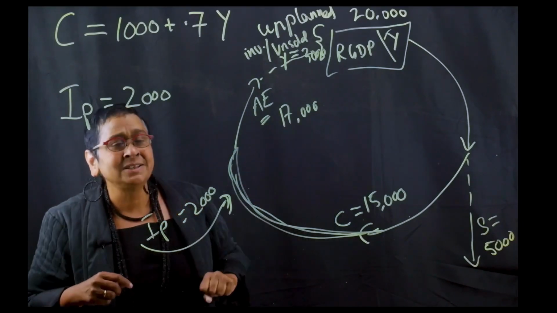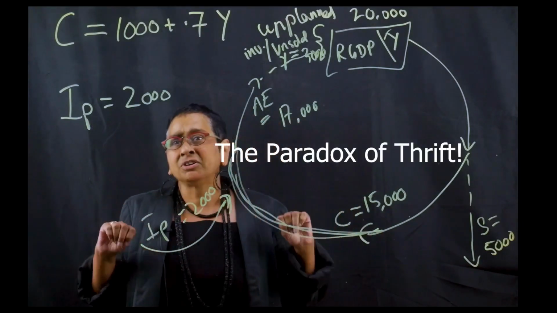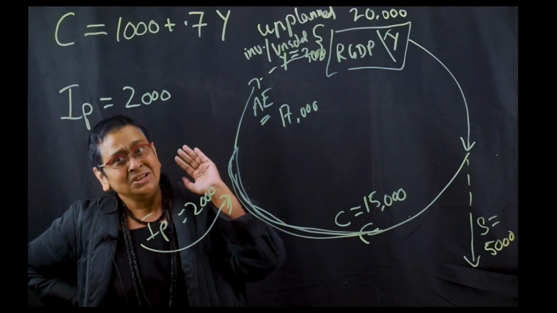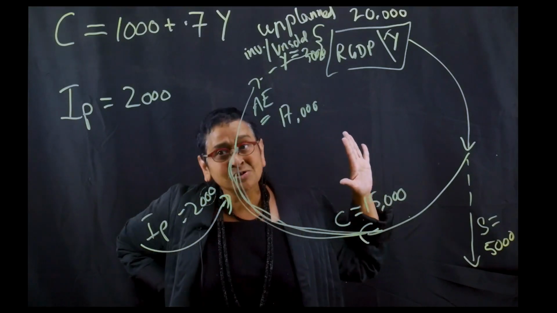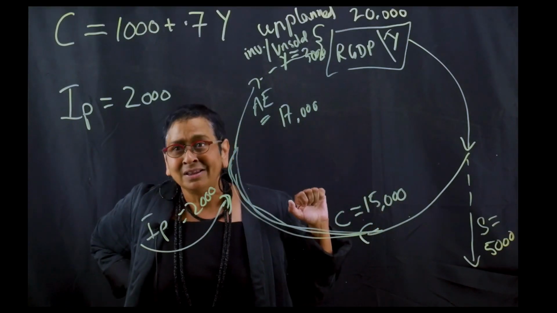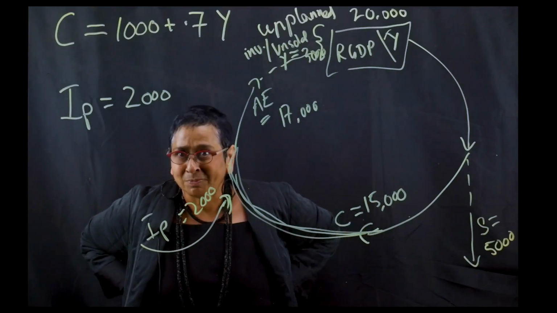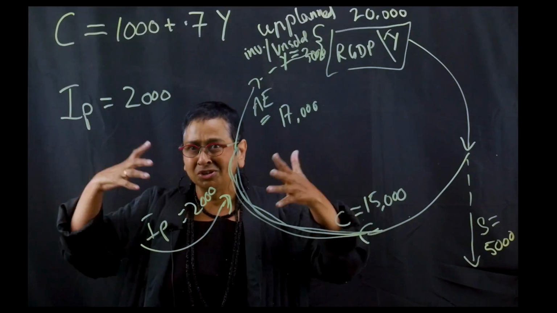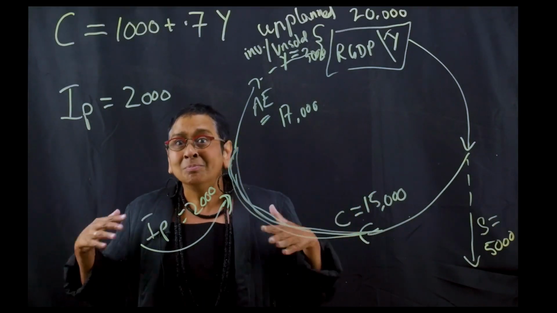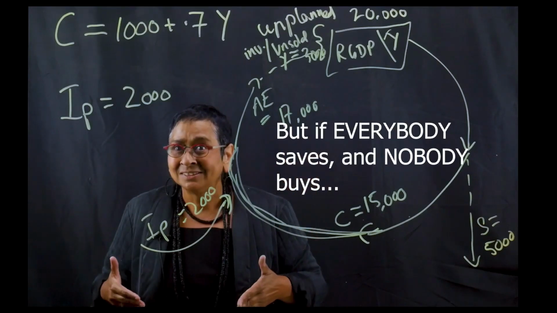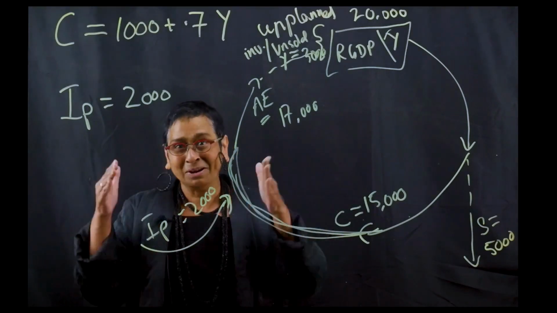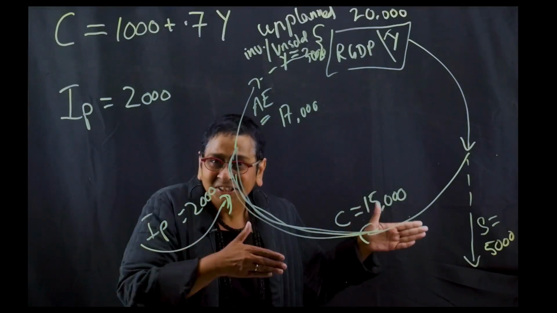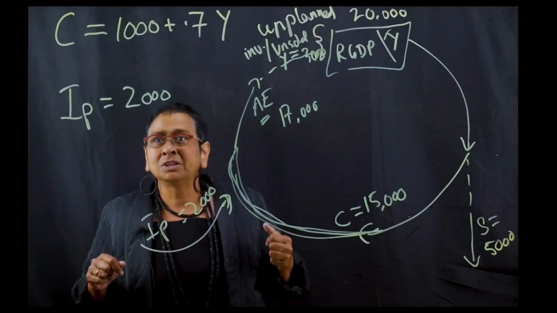This has a further implication, which is what Keynes called the paradox of thrift. We always tell people, the underlying problem is you are not saving. And this is true when you've got a booming economy and when you've got long-term growth prospects and so on, right? We definitely don't want everybody to consume like mad and not worry about tomorrow. But if everybody saves, nobody buys. And if nobody buys, you can't sell stuff. And if you can't sell stuff, you got a recession. And so this was what Keynes called the paradox of thrift.